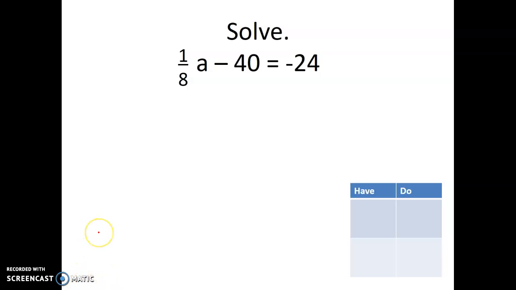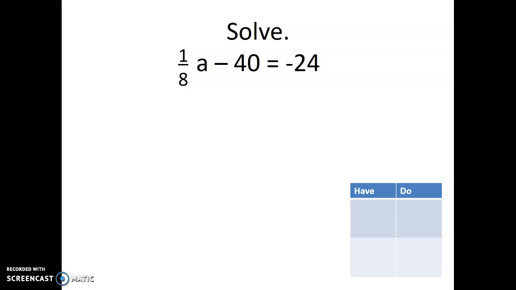Guys, sometimes solving equations is a little tricky, and so I wanted to create this additional video for those of you who maybe are a little stuck on some of the problems. We're just going to go through a couple of different examples and just talk about what we have, what we need to do, and then solving them, okay? So looking at this equation, 1/8 a minus 40 equals negative 24.